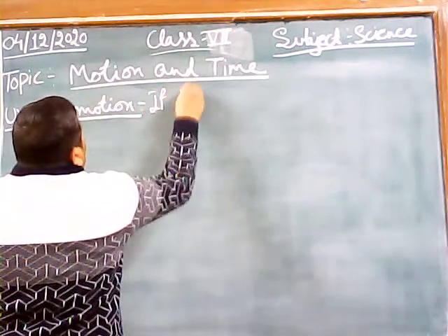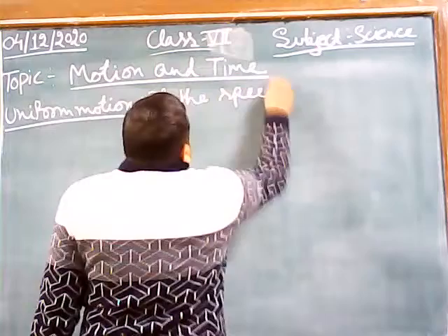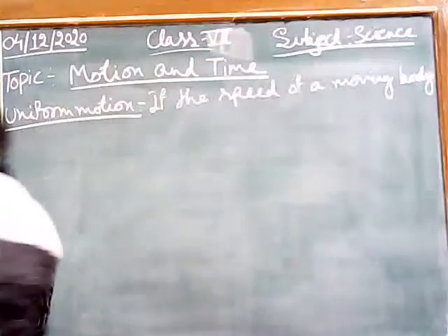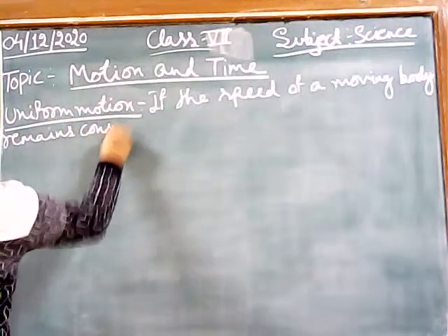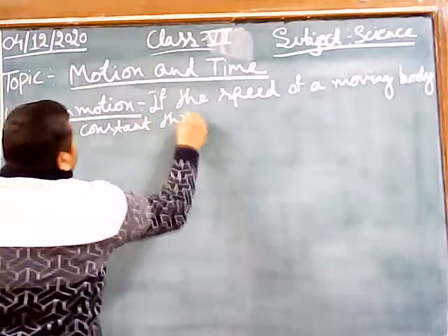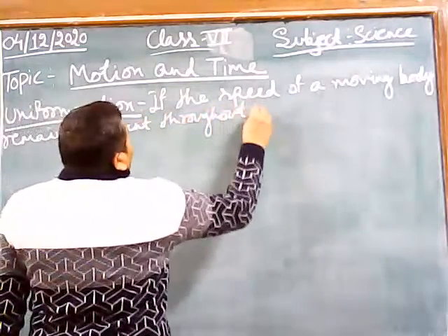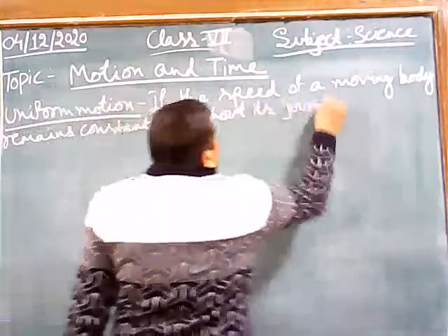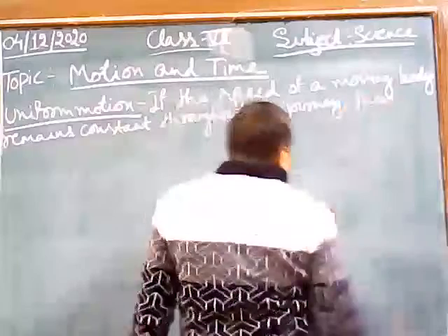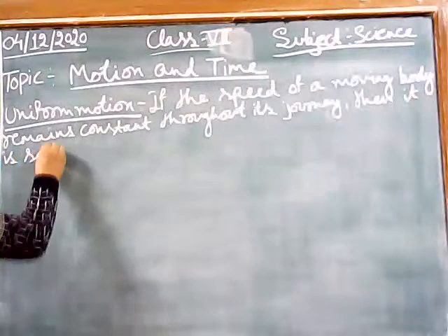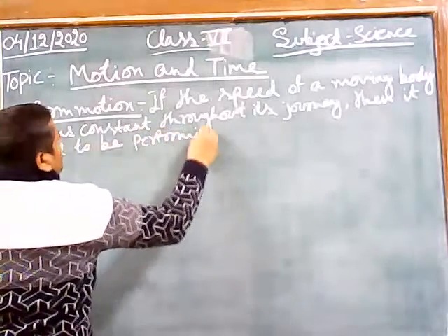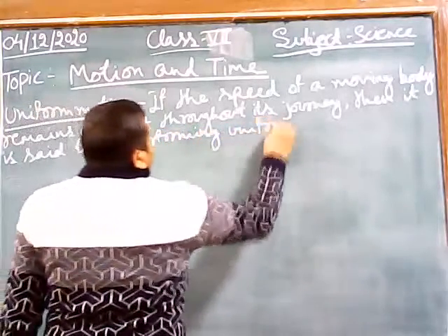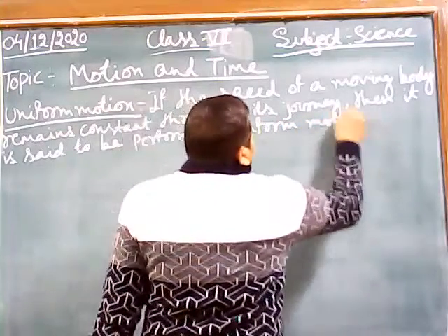Uniform motion: if the speed remains constant throughout its journey, then it is said to be performing uniform motion.